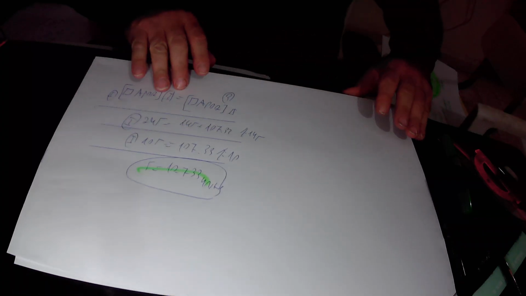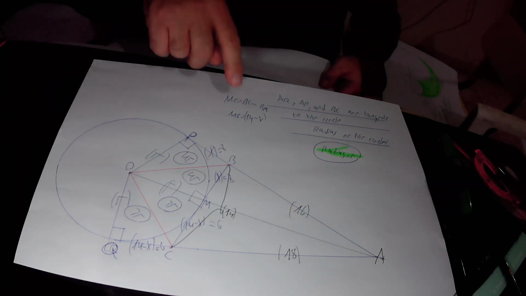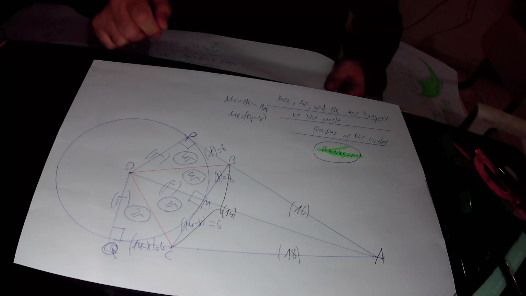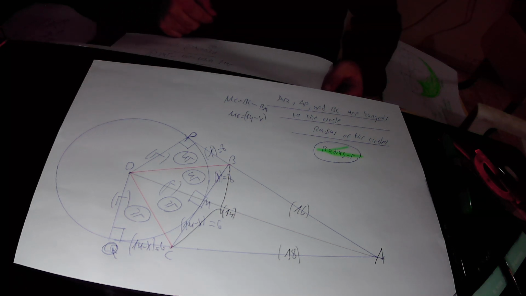Repeat again. We found out that the radius of this circle, that is the radius that we are looking for in this question, is equal to 10.733 units in length. So we finish repeating the solution of the first question. In the next step, we repeat the solution of the second question.